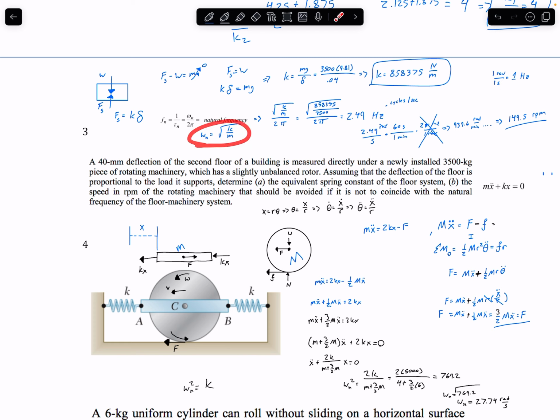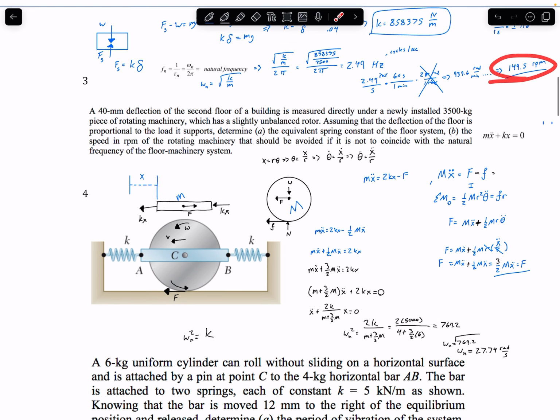And then we know the natural frequency, omega n is equal to the square root of K divided by m. We know that natural frequency is equal to omega n divided by 2 pi. And so we have all these values that we can set in. We had a natural frequency of 2.49 hertz, which we know 1 hertz is 1 revolution per 1 second. And so if we times that by 60 seconds per minute, we can get revolutions per minute. And that is 149 revolutions per minute.